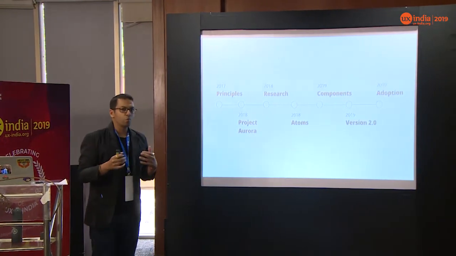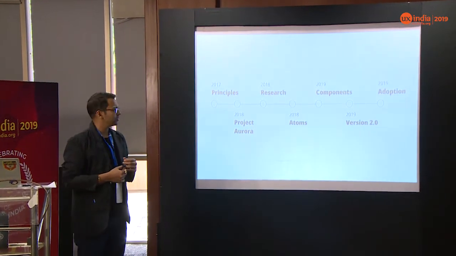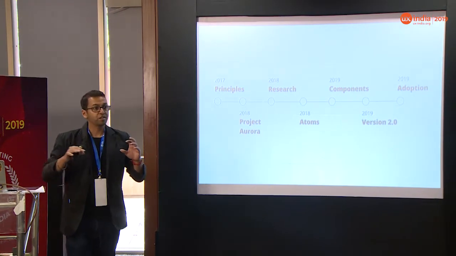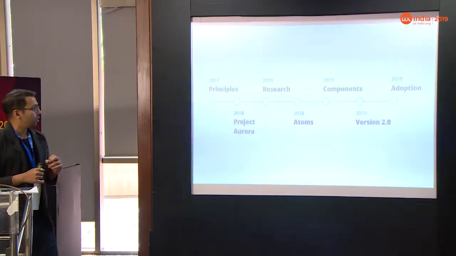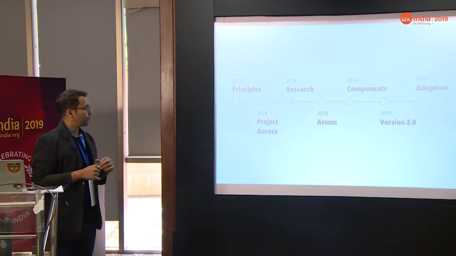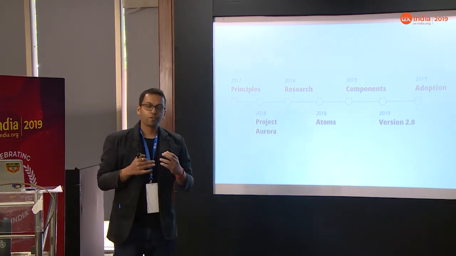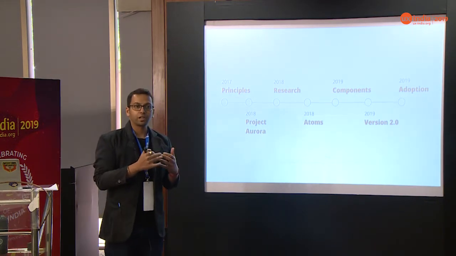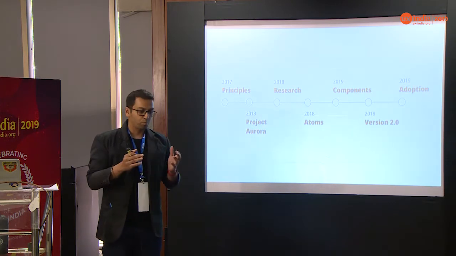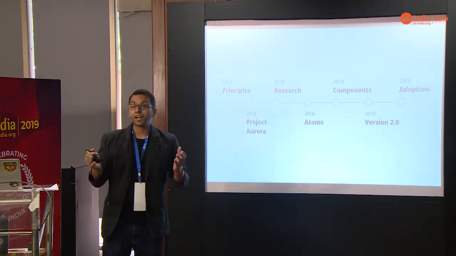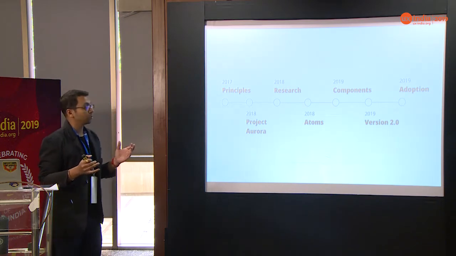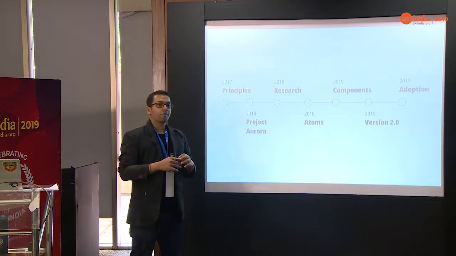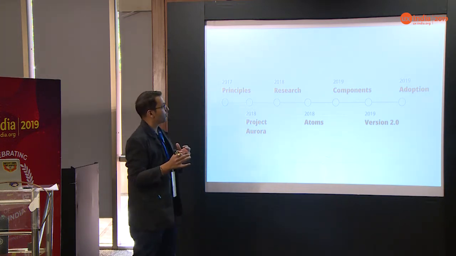Just to give you an idea of how we went about crafting our design system, around 2017 we started developing our principles, the product plus design principles. Then we had a project called Project Aurora. Project Aurora was basically where we were trying to build our UX. Initially we had a very task-oriented UI, and we wanted to go to a more transaction-focused platform, so that entire UI paradigm was changing.